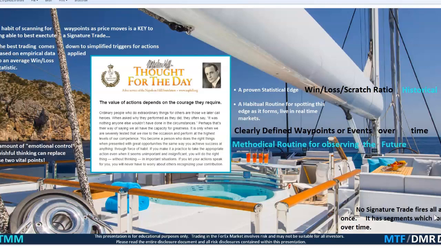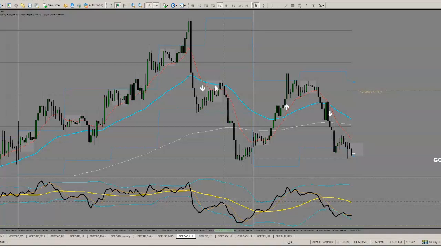So again, no signature trade fires all at once. It has segments which form over time. Okay, so the question becomes, how sharp is our perception of them? If we're watching too many pairs, we can't have very sharp perception as a rule. However, if we're only watching something as simple as a white arrow, a pullback into the water, and then a close below the water, and then a 1/3 pullback after you get the trigger, and then you get the entry, if that's all you're looking for, then you could possibly watch far more than 6 pairs.